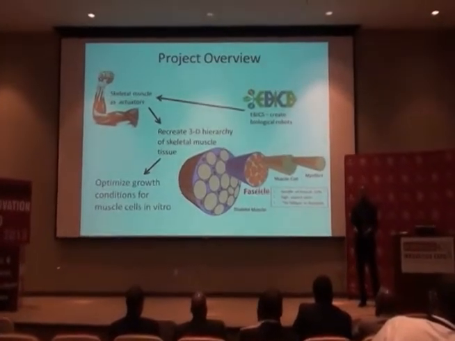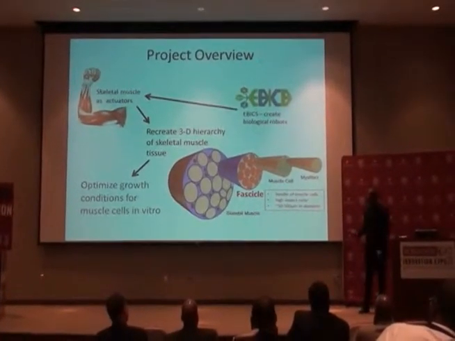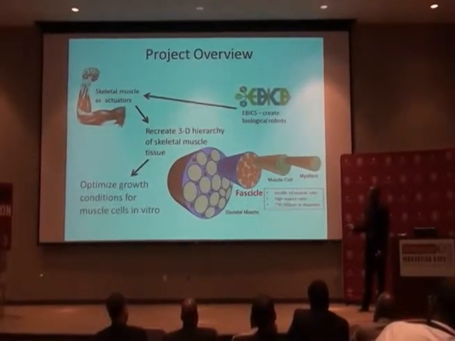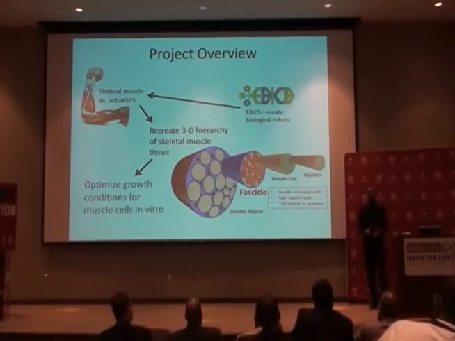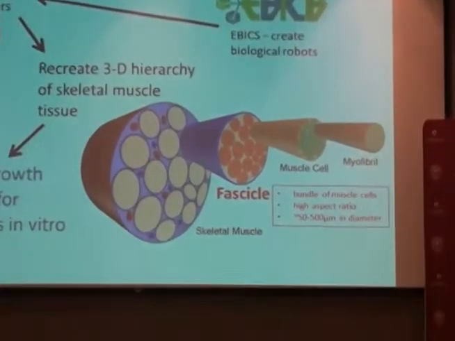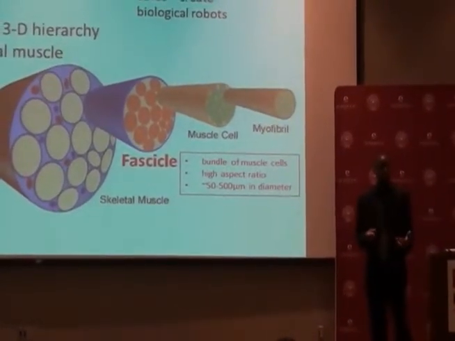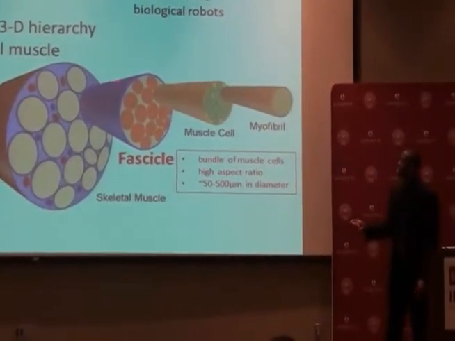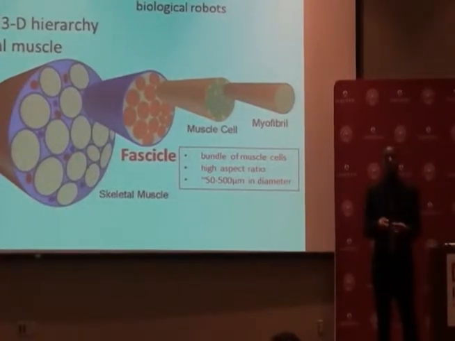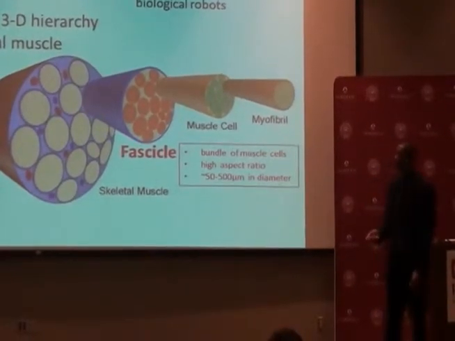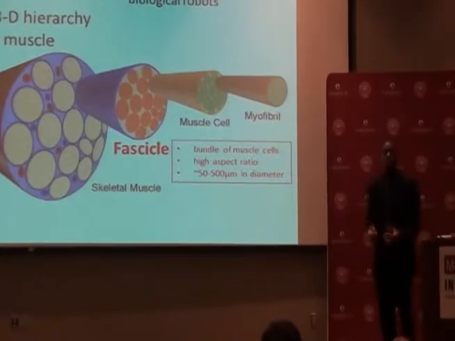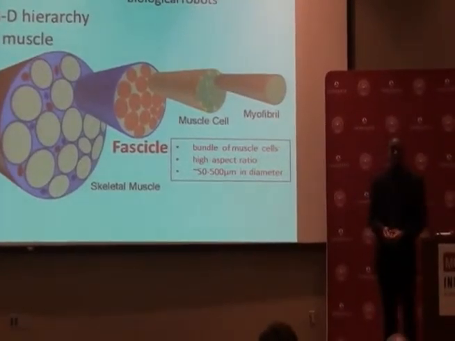The level of tissue that we decided to engineer was the fascicle. The fascicle is a bundle of muscle cells with a high aspect ratio. By high aspect ratio, I mean that one dimension is very large compared to the other dimension. So in this case, a fascicle is very long compared to how wide it is in diameter. Fascicles range from 50 to 500 microns in diameter.